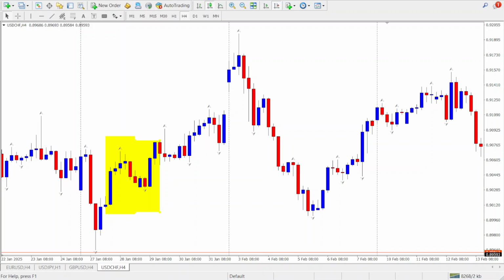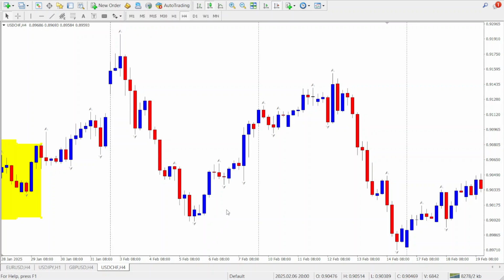So these fractals occur again and again in all time frames. You can see them, they occur again and again. The indicator automatically identifies the fractals for us, so it makes them a good tool whether you are a scalper, day trader, or swing trader.